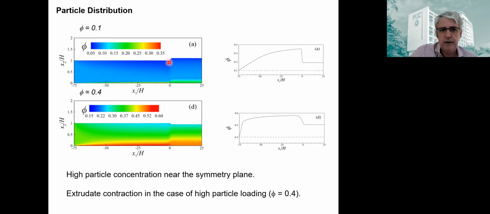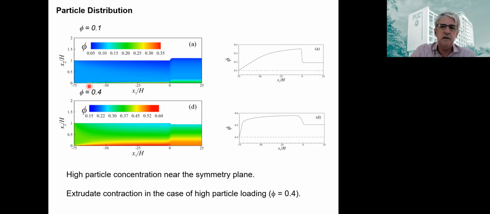This is where the capillary ends, and from this point on, you have a free surface flow. As the liquid is flowing through the capillary, there's a region of high shear rate near the wall. So particles will diffuse towards the symmetry axis, and that's where you get this higher particle concentration. At only 10% particle concentration, the effect is not very strong. You get to a maximum particle concentration around 35%.